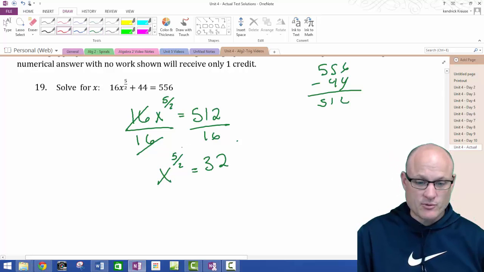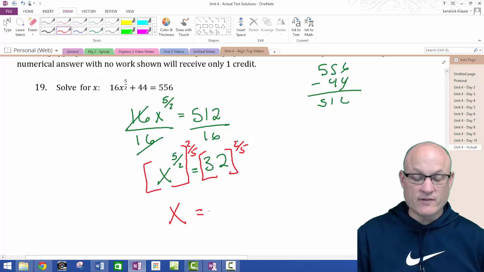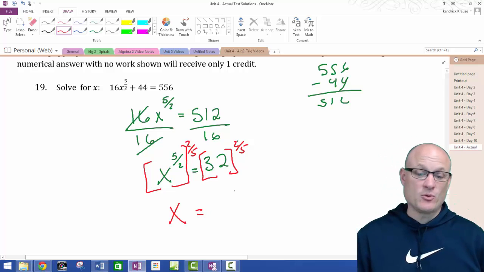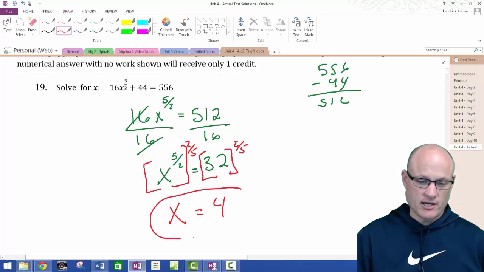I just got to do the last step, which is to raise this to the reciprocal, which is 2/5. So I get x equals, now if you just did that in your calculator, it'd pop out 4, but the 5th root of 32 is 2. 2 squared is 4. So you can just type it in your calculator, and it will give you 4. That's it for that one.